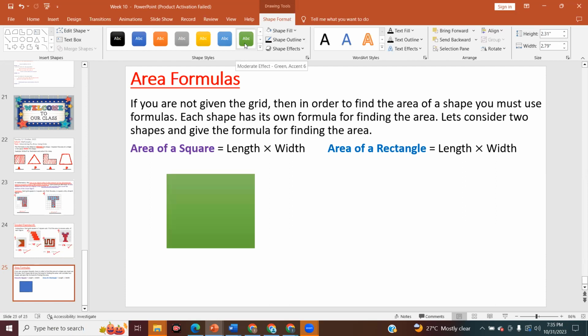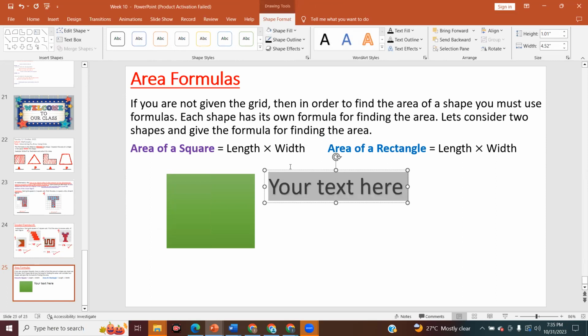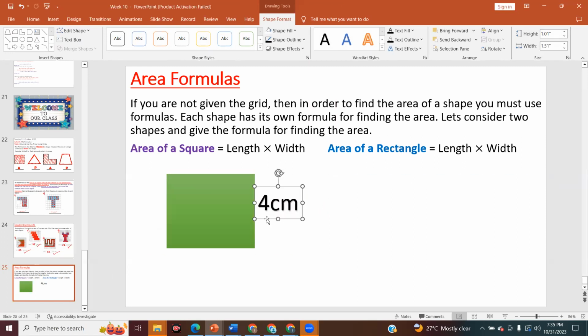Let's look at this shape, and let's say that we have 4 centimeters. Remember, it is a square if all sides are equal. So if this is 4 centimeters, then what do you expect the next side to be? 4 centimeters. And then what do you expect the other side to be?